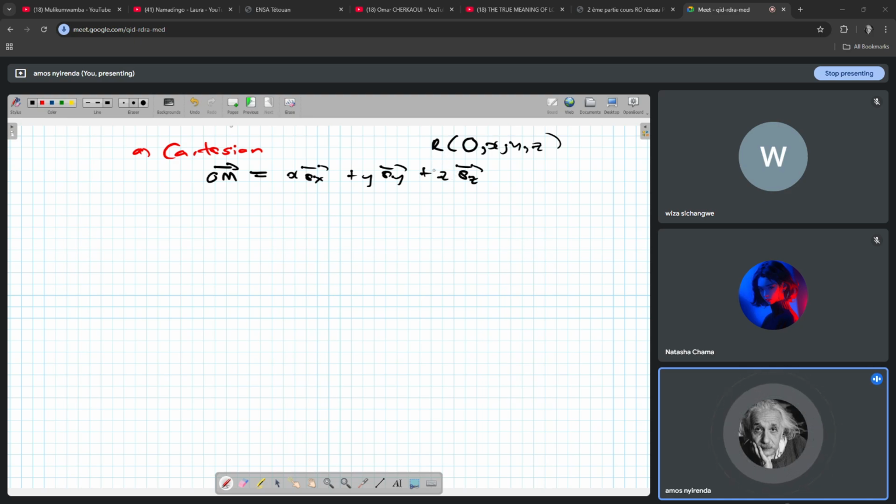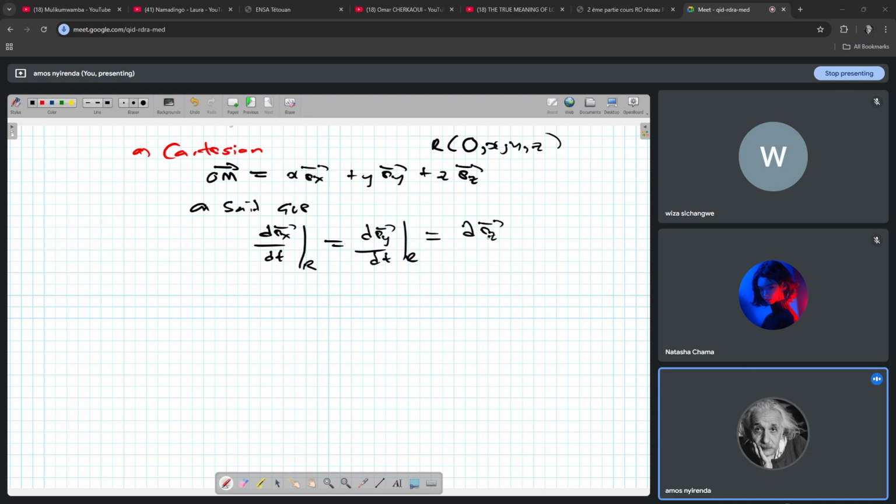So by definition, what is velocity? And then let me just remind you, we know that the derivative of EX with respect to time in the reference frame R is equal to the derivative of EY with respect to time in the reference frame R, is equal to the derivative of EZ with respect to time in the reference frame R. They are fixed, so the derivative is going to be equal to 0.